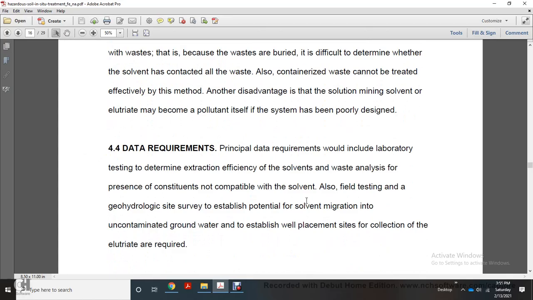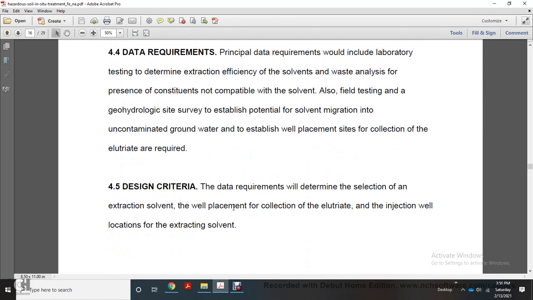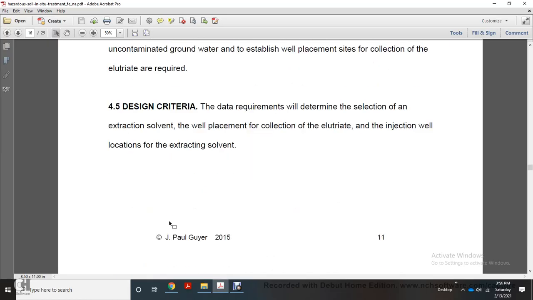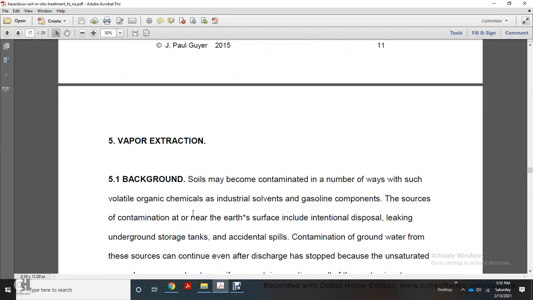Data requirements. Principal data requirements include laboratory testing to determine extraction efficiency, solvent and waste analysis, constituents that are non-compatible with the solvent, and field testing, including a geological and hydraulic site survey to establish potential solvent migration to uncontaminated groundwater, and to establish the placement of the site with the collection of the eluate required. Data are also required to determine the selection and extraction of the solvent, the well placement of the collection and injection well locations, and the extracting solvent.